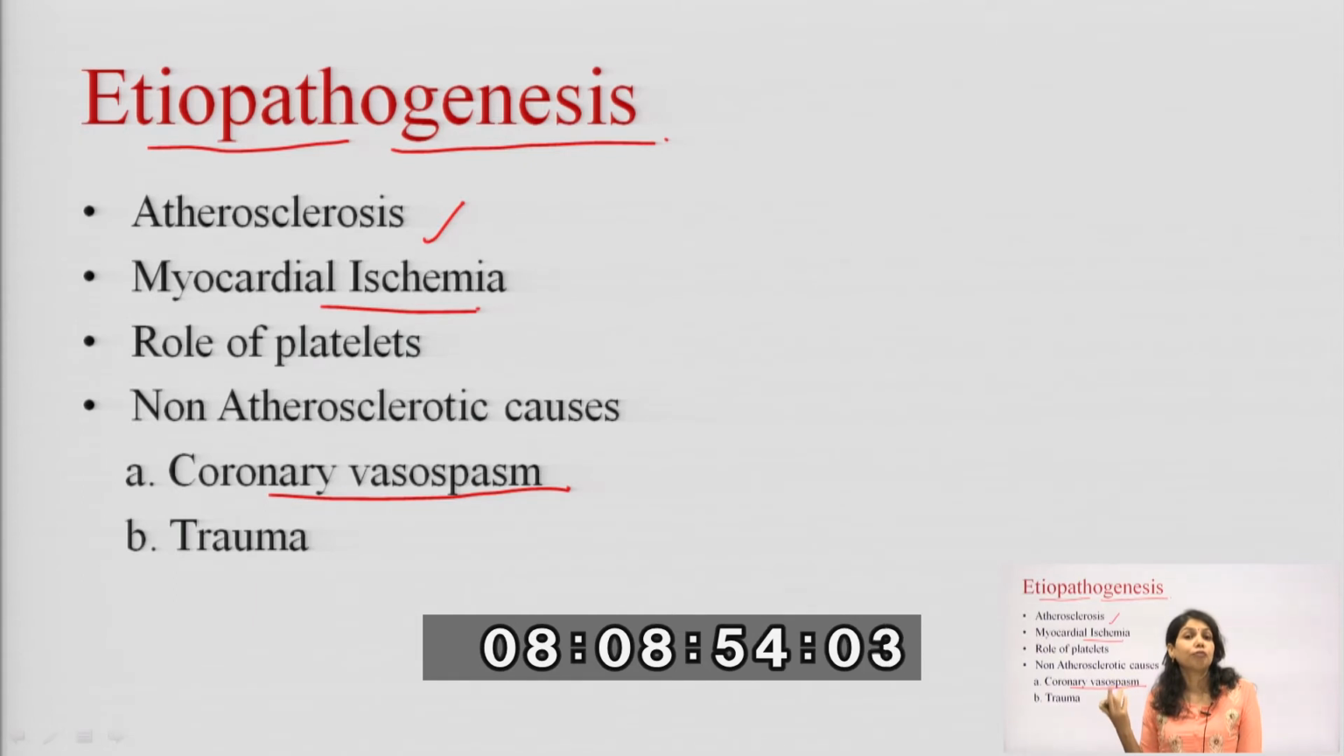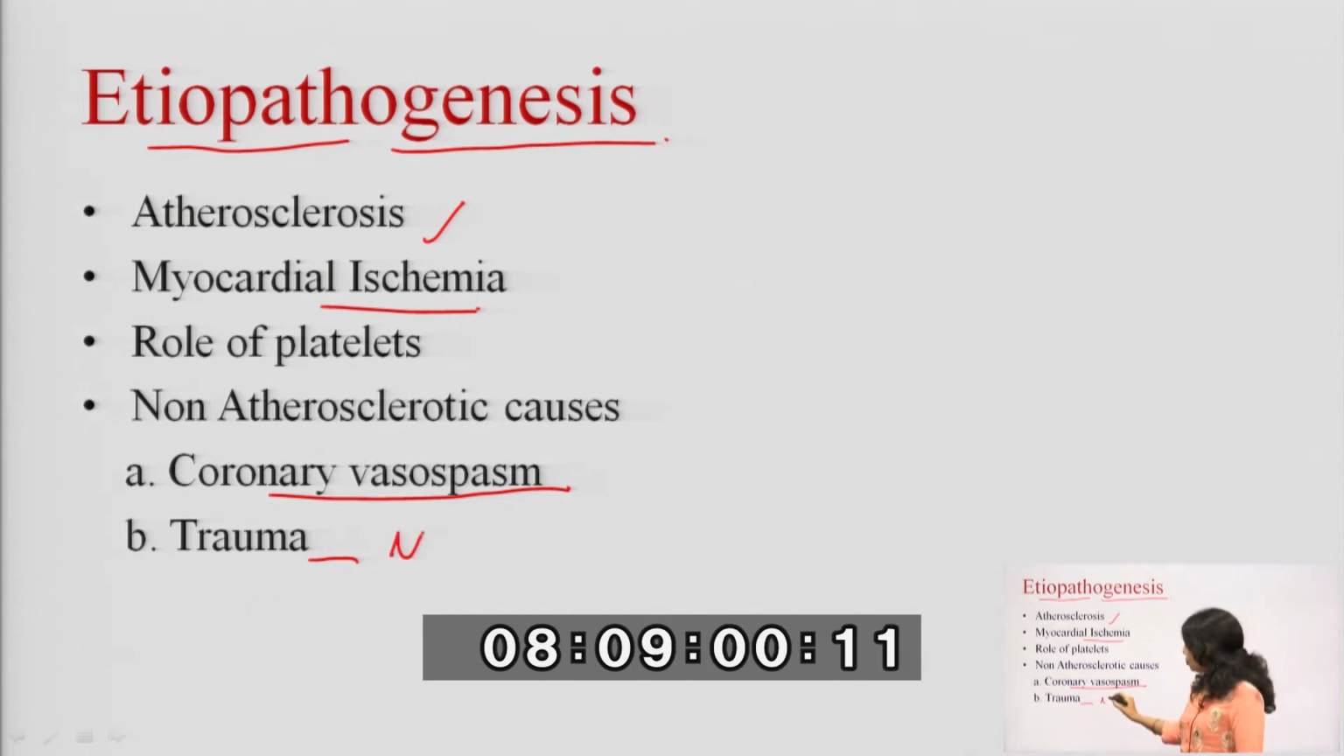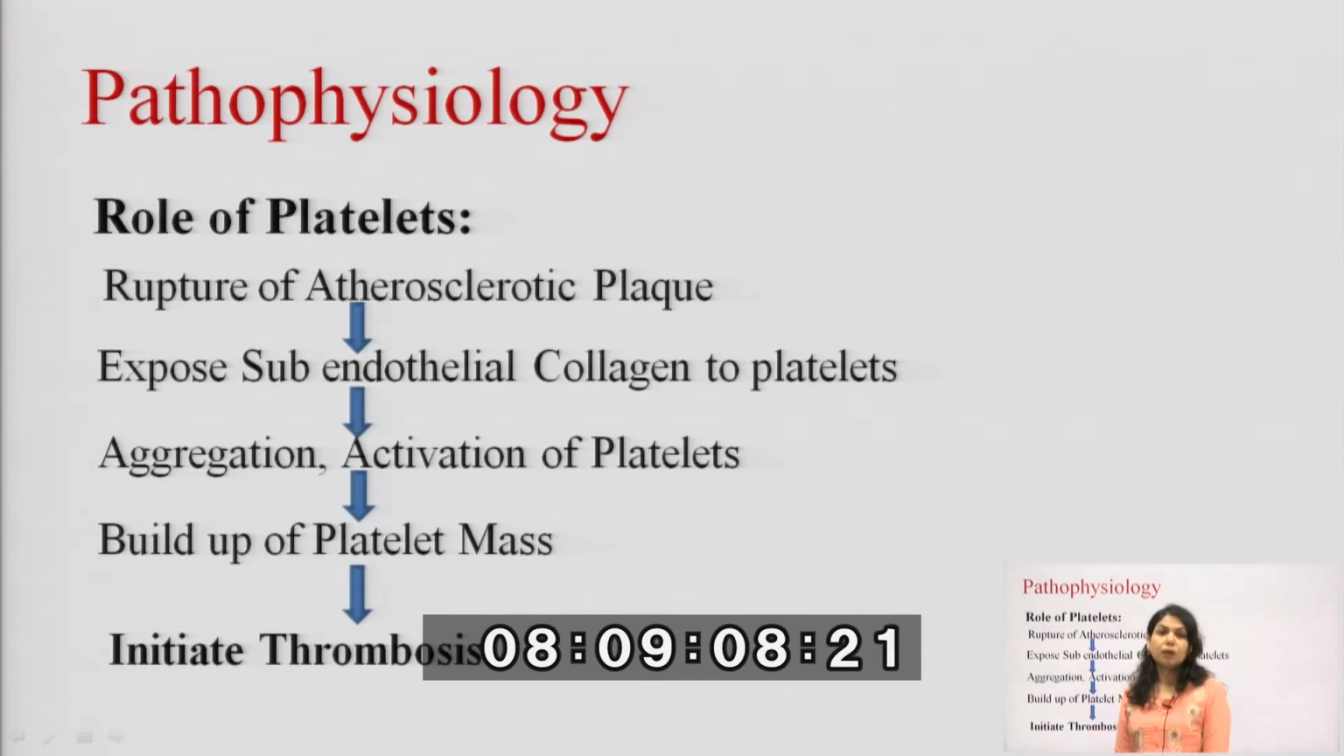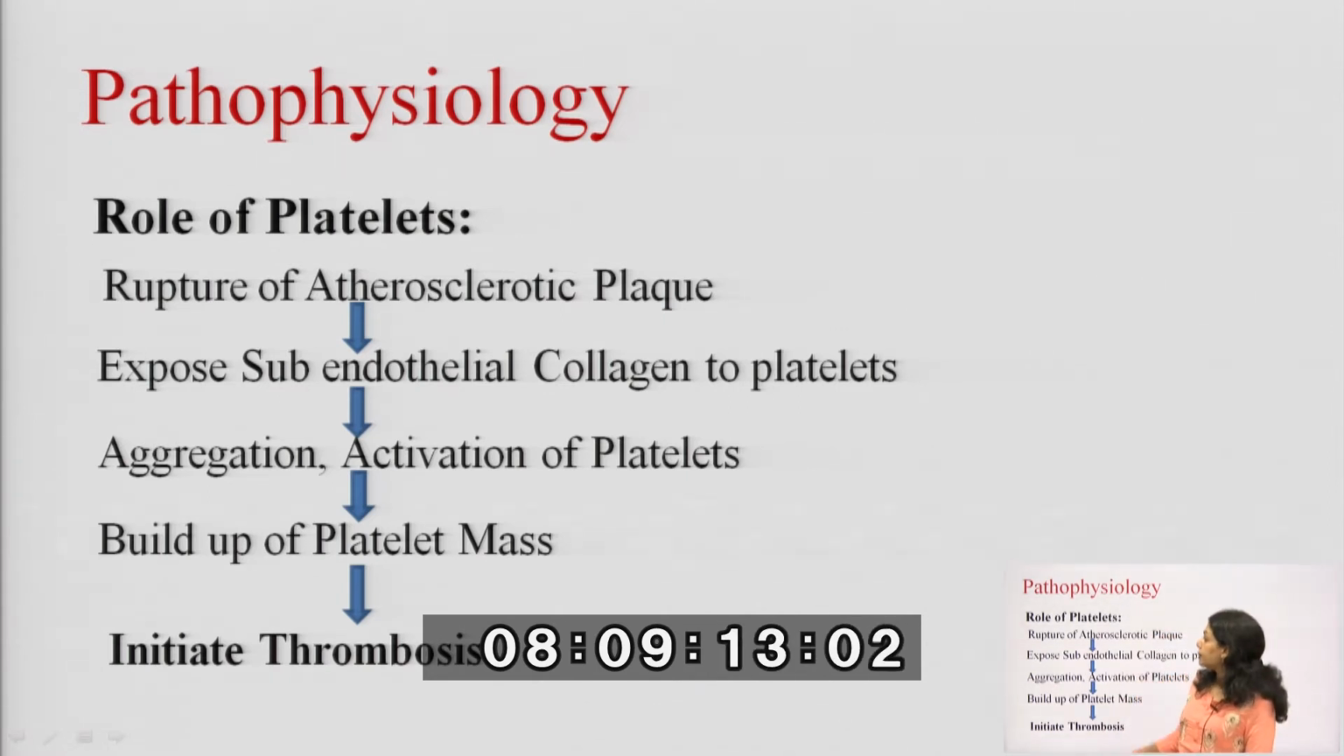so leading to infarction. Then trauma, certain injury, okay. So, injury may also lead to the development of this disease. Now, pathophysiology, we will discuss the role of platelets, how platelets cause thrombosis, how platelets cause accumulation, myocardial infarction.